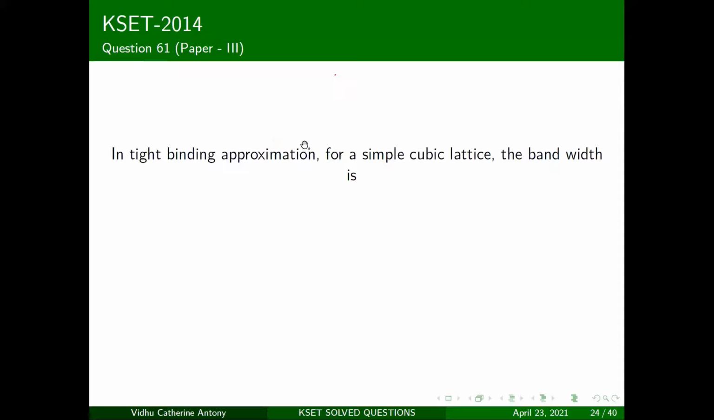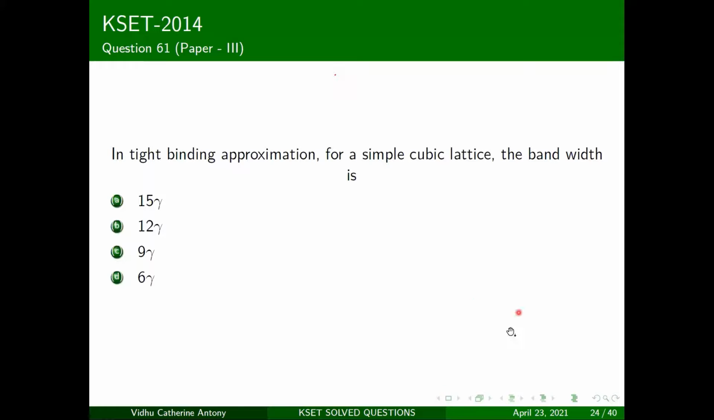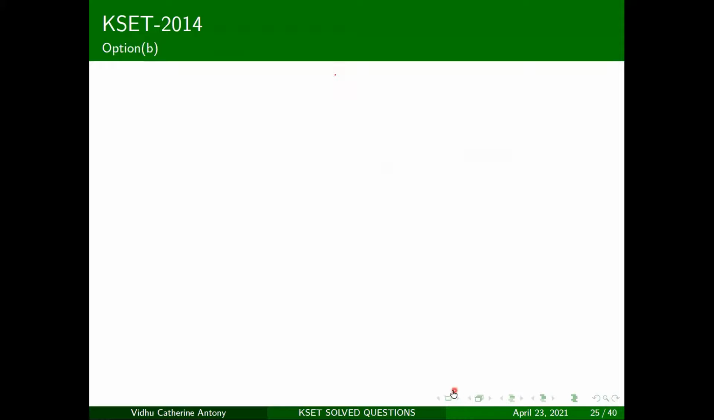So in the tight binding approximation for a simple cubic lattice, the bandwidth is 15 gamma, 12 gamma, 9 gamma, or 6 gamma. So how do you understand this? Before I go into the postulates, I want to give you a basic idea of how we try to attack this. Why are we using an approximation here? We're using an approximation because we cannot find out how it is for an actual system.